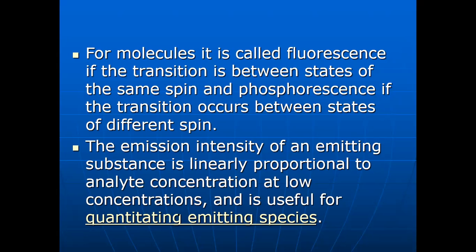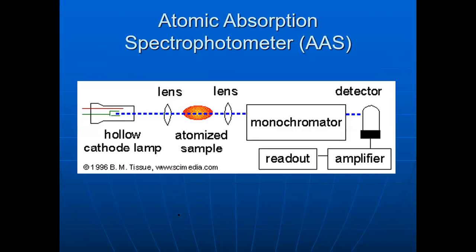The emission intensity of an emitting substance is linearly proportional to the analyte concentration at low concentration, so it is useful for quantitating the emitting species. At low concentration it is linear, and useful for quantitating the emitting species. So this is regarding atomic absorption spectrometry, mostly the hollow cathode lamp.